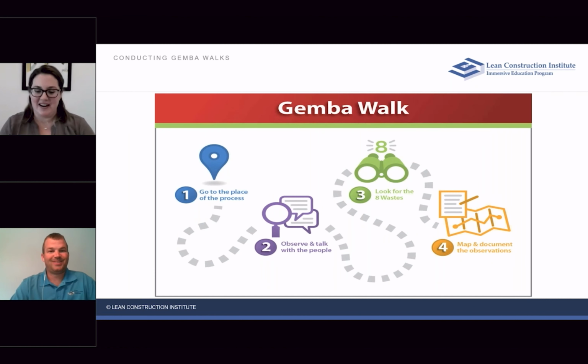We're going to go on a journey. So this is our roadmap for today. We're going to start with going to the place of the process. We're going to talk a little bit about observing and talking with people. We're going to talk about 8 ways. And then we're going to finalize it with mapping those documents and the observations.